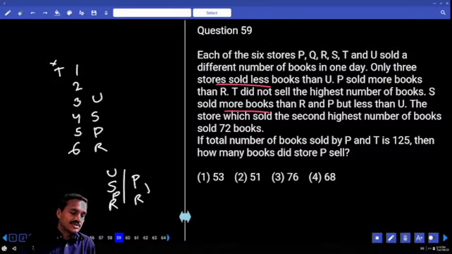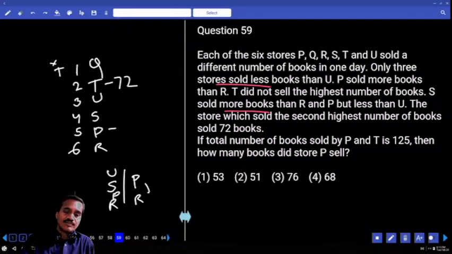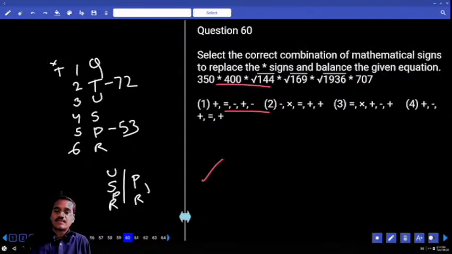SPR. Does it fit or not? SPR. Then T cannot be at the top place. Then which must be at the top place? Q is. Then the store which sold the second highest number of books is T, which is 72. Now the total number of books sold by P and T is 125. Since T is 72, how much should P be? 53. Then how many books did store P sell? P sold 53, that is choice 1, for 59.